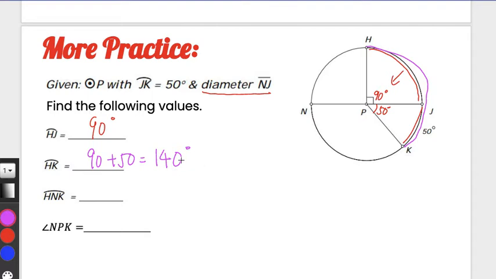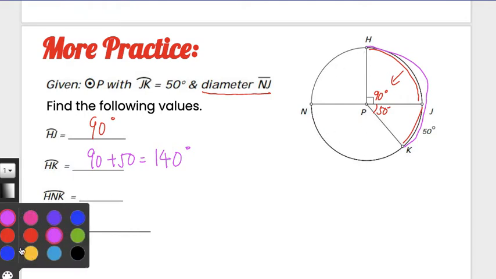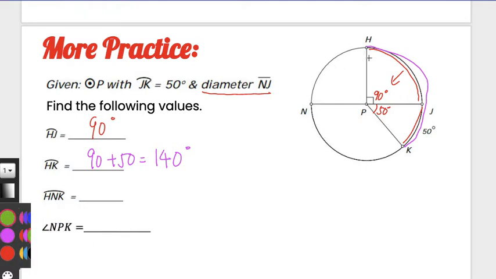Next one is going to be arc HNK. Let's use a different color to remind us. HNK, as you can see, covers the opposite side of HK. It's like the rest piece. If you consider the whole circle a big pie and we take out HK, then the rest is going to be HNK. Again, do not forget, as I mentioned, the order of the letters does matter, so please make sure you follow the order H, N, K. Do not just go H, K, N. It's the same letters, but you're actually looking at a different arc.